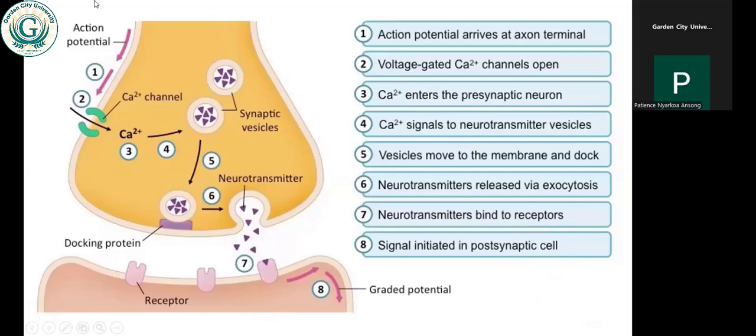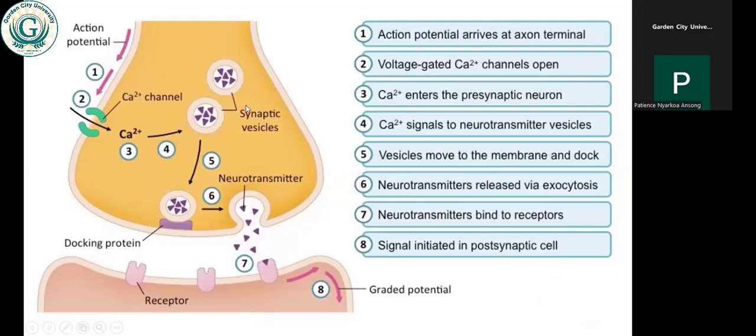Now, I need your maximum attention here. So with the transmission of signal across the dendrites, the cell body has graded potential, hits a threshold at the axon hillock, then transmission continues as an action potential along the axon.